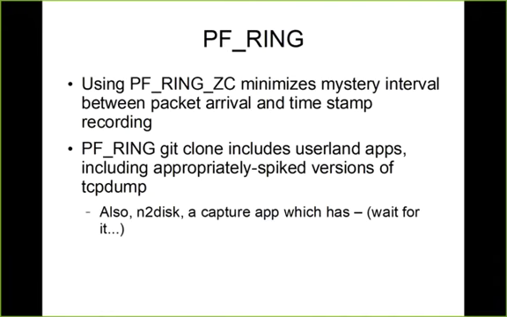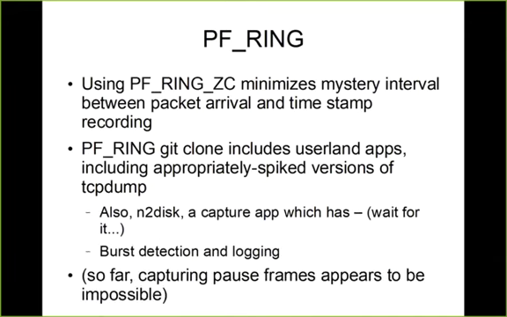The PF_RING git clone includes userland apps, including the appropriately spiked versions of tcpdump, and also a thing called n2disk, for network to disk, a capture app which has, wait for it, burst detection and logging. So I really should have a series of slides about how wonderful n2disk burst detection and logging is, but I don't, because it's one of those things where the glossy high-level explanation is all you can find, and getting down to what the parameters actually mean in detail is a little tough, and I haven't done stuff with that yet.